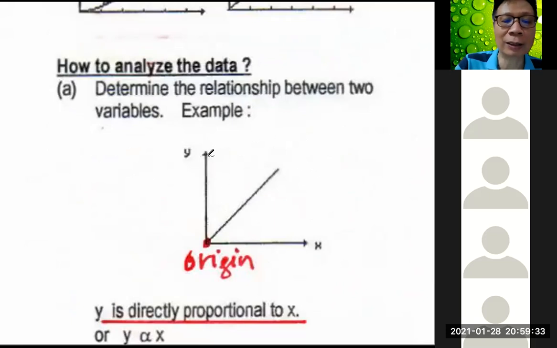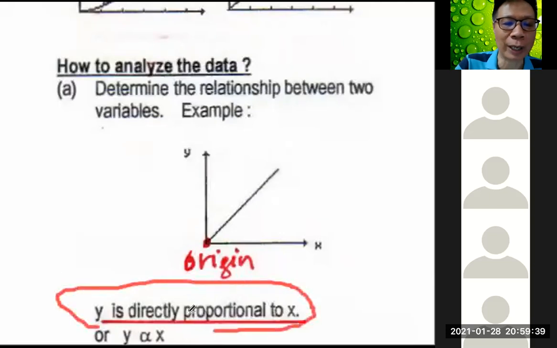This kind of graph, you have to give this answer. Y is directly proportional to X. Directly proportional. You must start with the Y now. When you see a line going up, getting bigger, and then passing through the 0, 0 origin, the only answer you can give is Y is directly proportional to X.